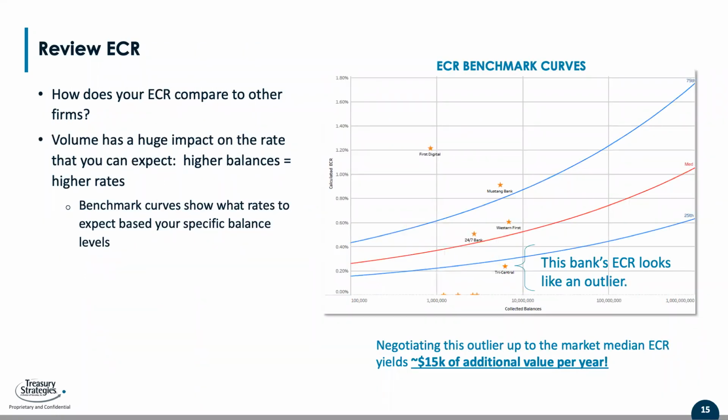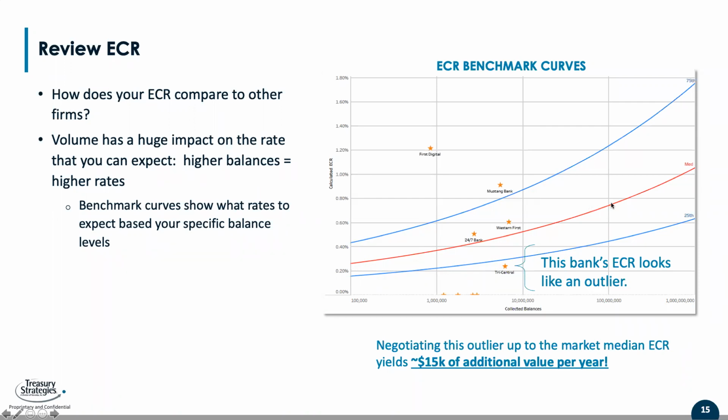Now, as I mentioned, the fee side, that's only one side of the equation. It's also really important, arguably as important, to review your ECR and understand how that factors in and how that compares against the market. Now, in this specific example, we see that the curves actually slope in the other direction, which makes sense as you think through it: if I have $100,000 in balance, I'm going to expect a very different market ECR than if I have 100 million in balances, right?